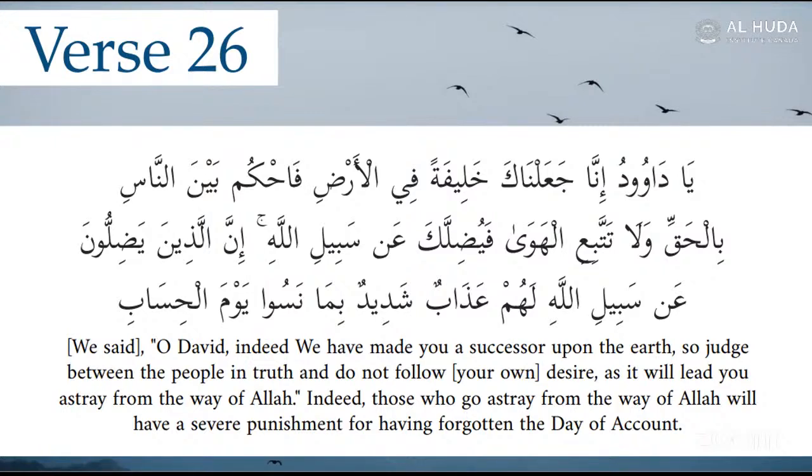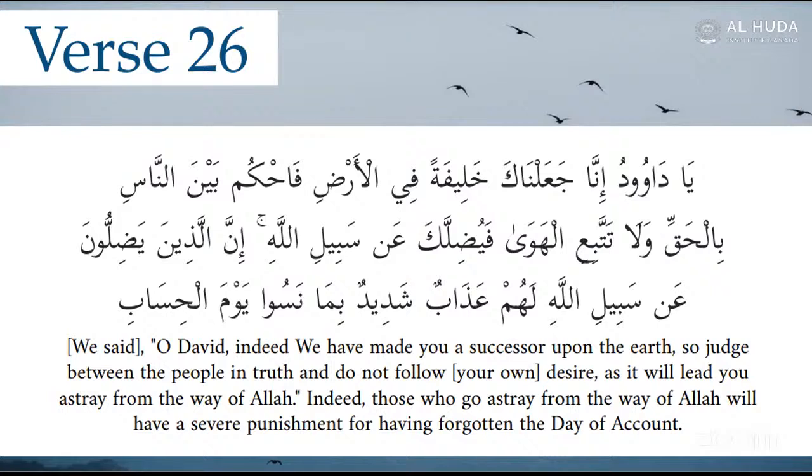And it's not that this was something that was going to be expected, that he would fall for his desires and not judge between the people in truth. But this is mentioned to show the importance of this matter. Okay? That indeed we have made you a successor upon the earth, so judge between the people in truth because that's important. And don't follow your own desire because that's also important.